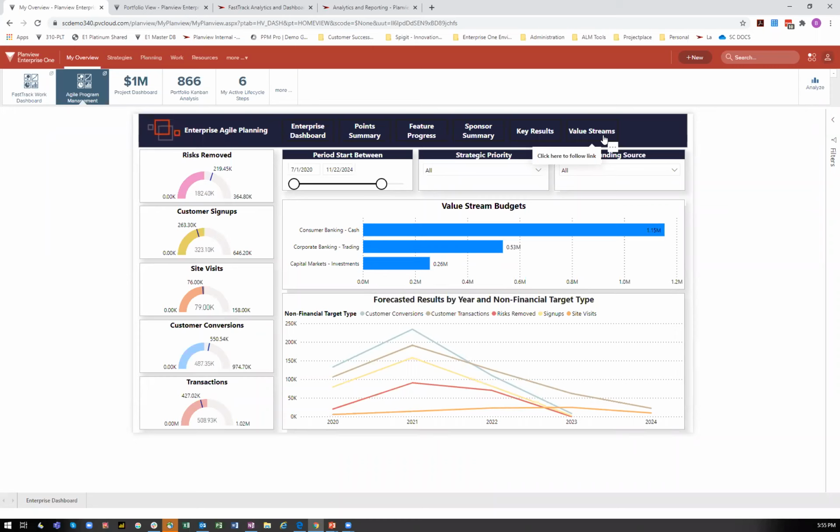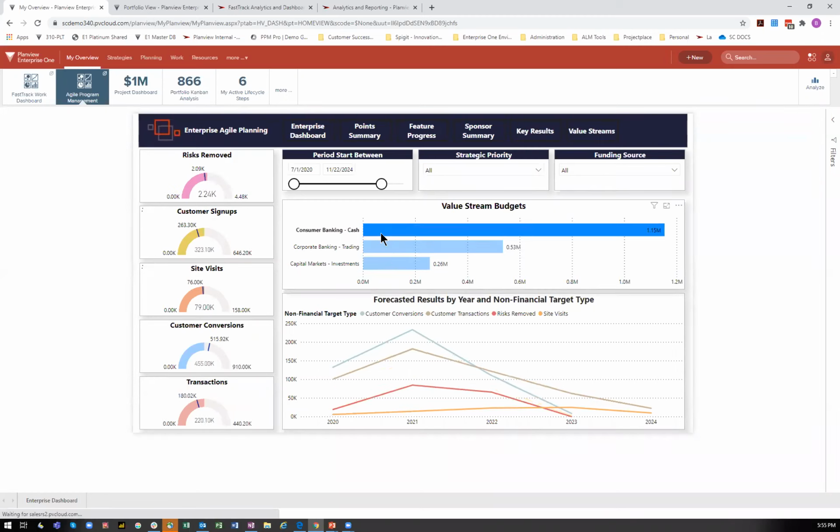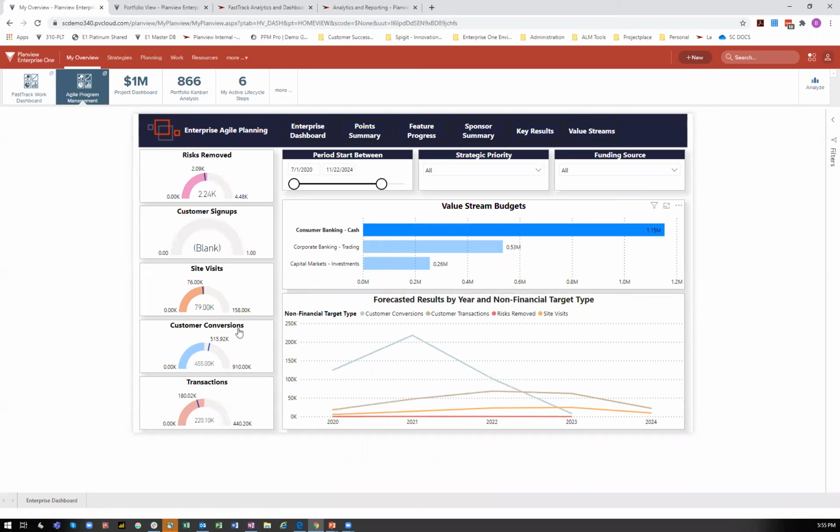What we're also seeing in agile environments is the desire to track OKRs, objectives and key results. These are metrics or KPIs where you establish a target and measure your progress towards it over time. We can see here that with customer conversions, we're currently falling a little bit short of where we want to be. If I zero in on consumer banking cash, this is our biggest value stream in terms of the budget. We're not where we want to be with customer conversions.